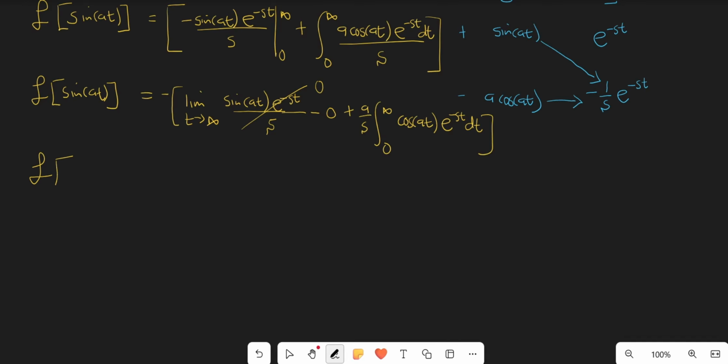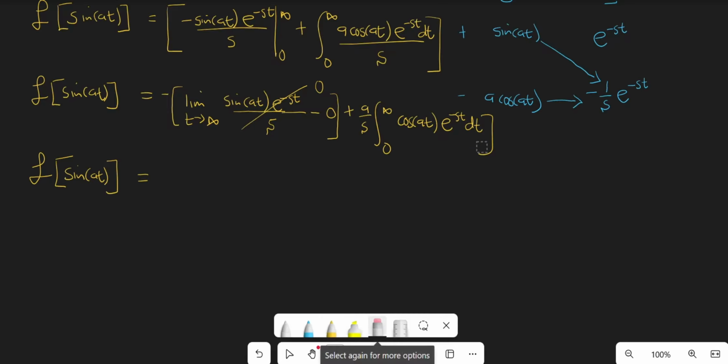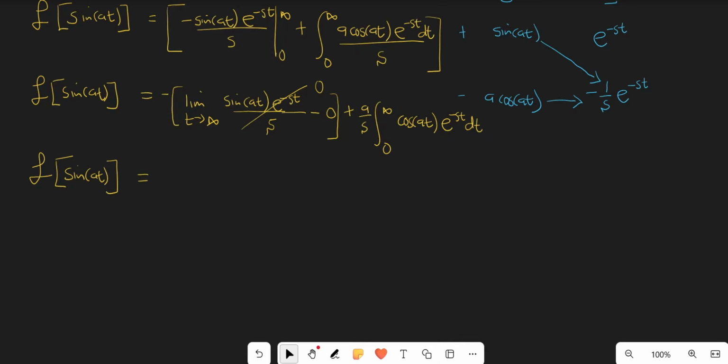So the Laplace transform of the function sine of at is equal to, everything here is going to be 0, and what is left is this. The negative is multiplying up to this point, and I'll have to clean this. I'm sorry about that. Okay, so what is left now is a over s, and this is the integral from 0 to infinity of e raised to the power negative st multiplied by the cosine of at dt.